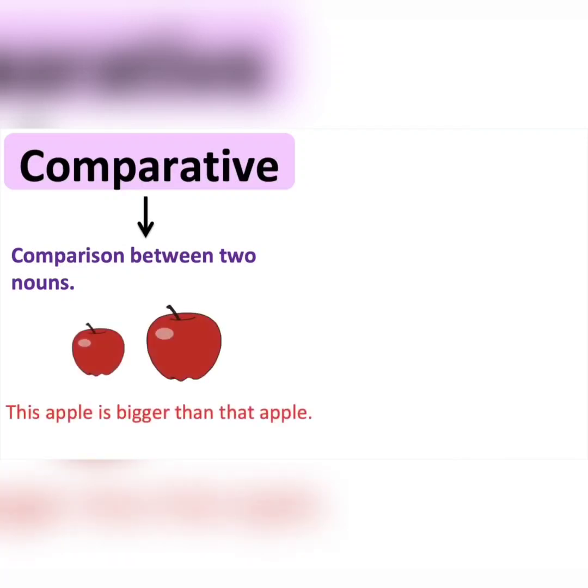Comparative adjectives compare things or people. This is a comparison between two nouns, so we compare one with the other. For example, this apple is bigger than that apple. Notice that the adjective ends in er and is followed by than. Bigger than.